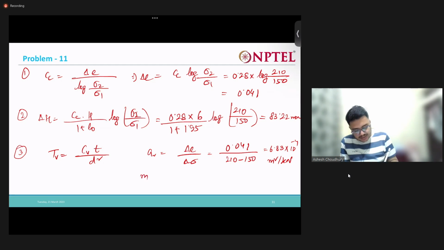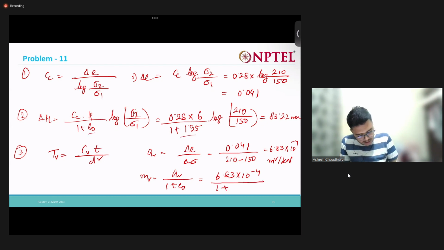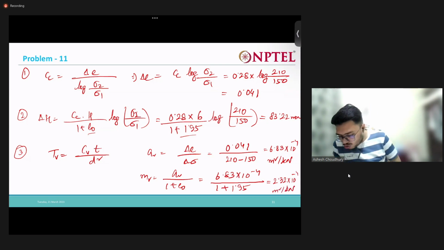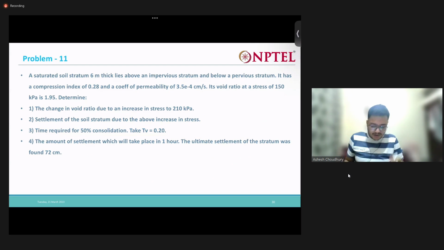If this is the av, what is the mv? mv is av divided by 1 plus e naught. So 6.83 into 10 to the power minus 4 by 1 plus 1.95, which gives 2.32 into 10 to the power minus 4 meter square per kilonewton. This is my coefficient of volume compressibility. Now I have my mv, now I have my k, I know gamma w, I can find out cv.